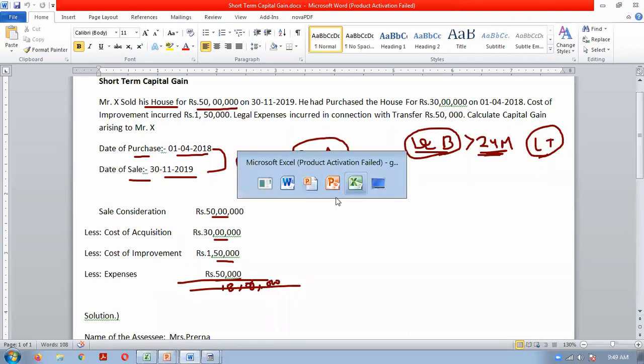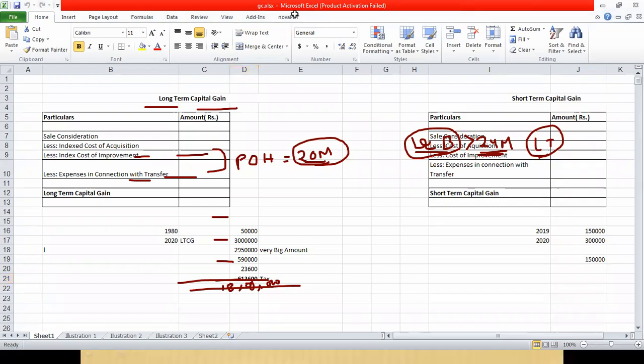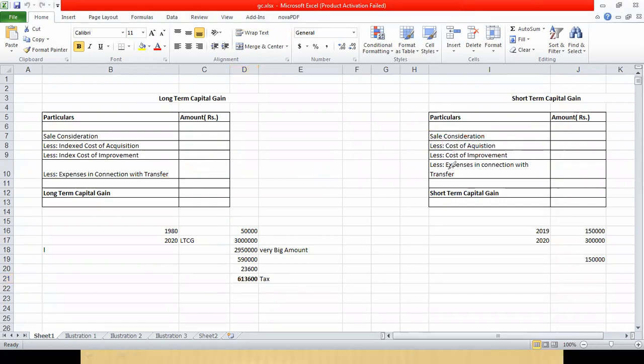The method for short-term capital gain is simple. Just take the sale consideration and reduce all the costs: cost of acquisition, cost of improvement, and expenses in connection with the transfer. You will get the short-term capital gain. Everybody is clear about short-term capital gain.